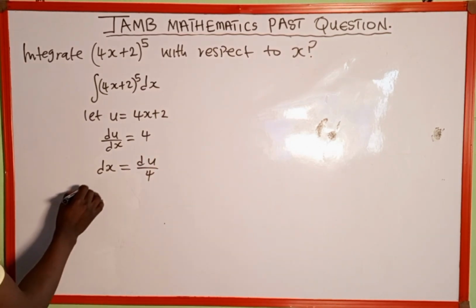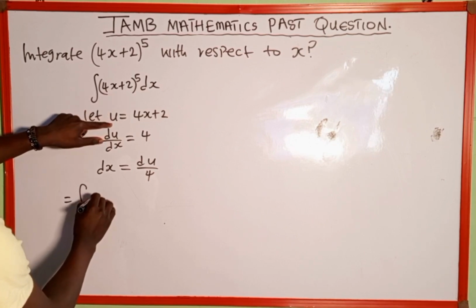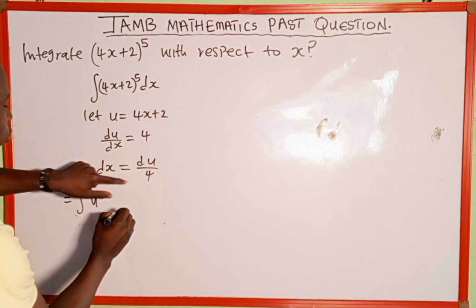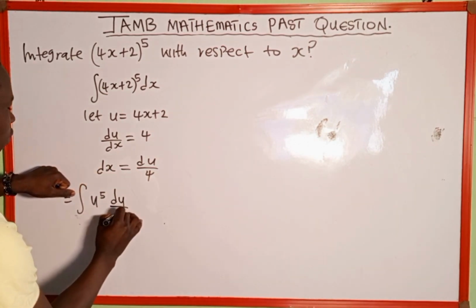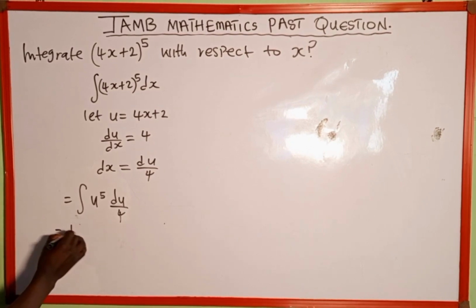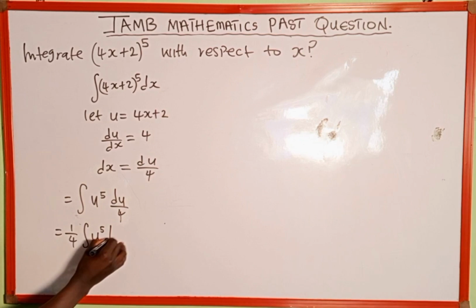So this is going to be what? The integral of, in place of 4x plus 2, u raised to the power of 5, and in place of dx, we replace du over 4. The next thing is to take this 4 out. This is going to be 1 over 4, then the integral of u to the power of 5 du.